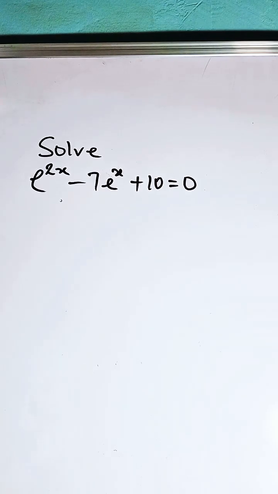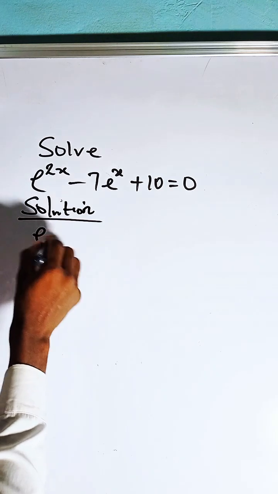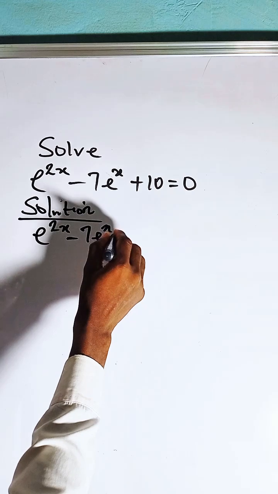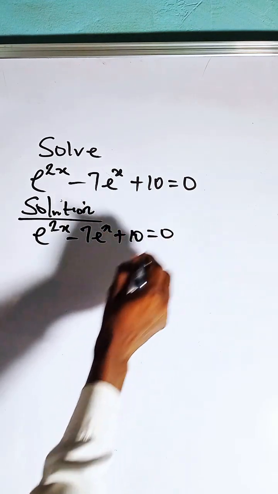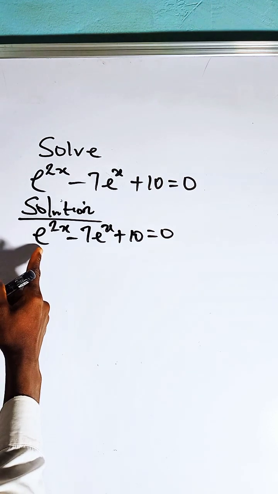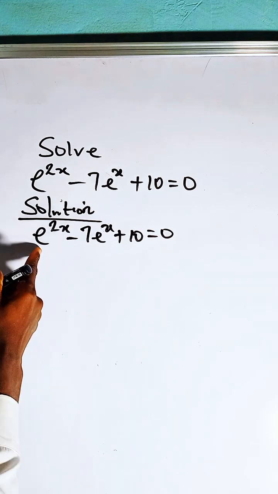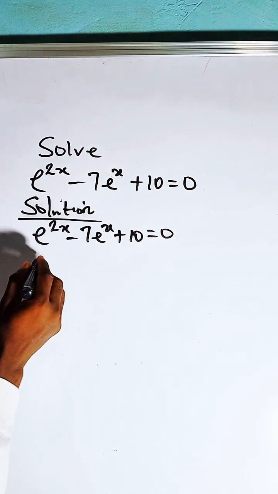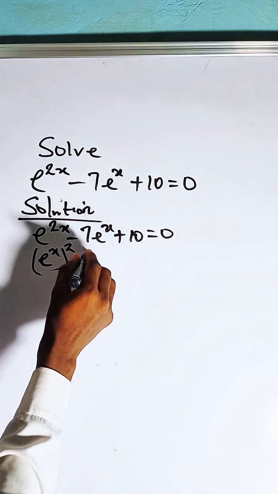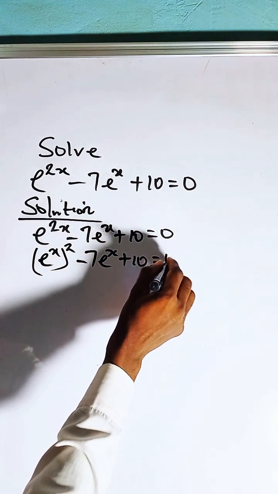The question says solve this equation. Solution. So for e raised to power 2x minus 7e raised to power x plus 10 equals 0, what do we do from here? Let us have the same base e, so e raised to power 2x becomes e raised to the power of x, all raised to power 2, minus 7e raised to power x, plus 10 equals 0.